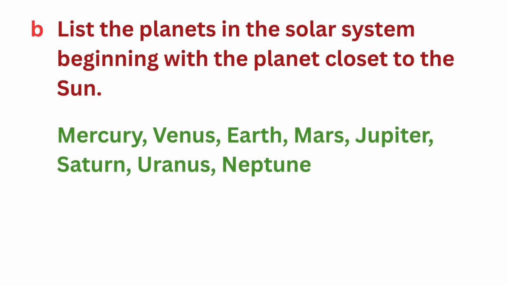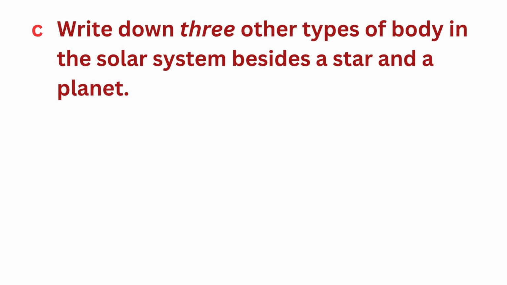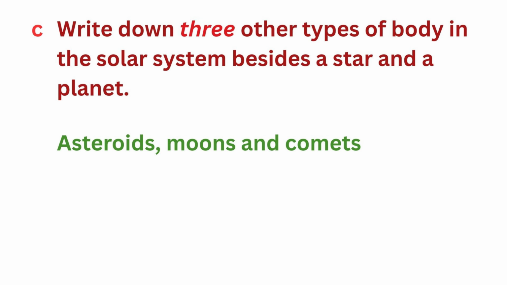Mercury, Venus, Earth, Mars, Jupiter, Saturn, Uranus, Neptune. C. Write down 3 other types of body in the solar system besides a star and a planet. Three other types of body in the solar system besides a star and a planet are asteroids, moons, and comets.